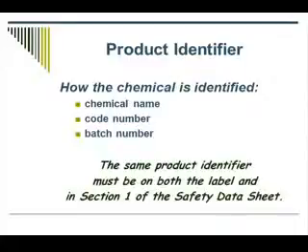Let's look at the first element on a label. The same product identifier must be on both the label and in Section 1 of the Safety Data Sheet. The chemical may be identified by its chemical name, code number, or batch number.